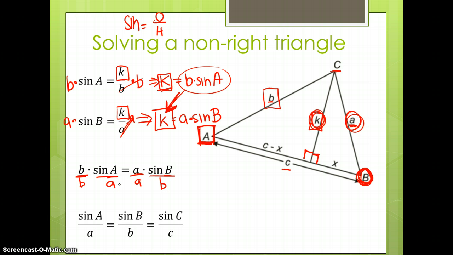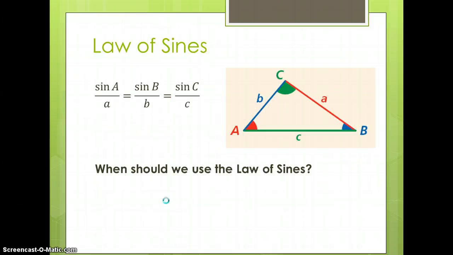Sine of the angle over the side opposite equal to sine of another angle over the side opposite. And we throw the sine c in there. We don't necessarily use all three of these sets of ratios to solve when we're talking about law of sines, but we throw the sine c in there because if we had arranged things differently, it doesn't mean you can't use side c and angle c. It's just the convention of writing it. So this is the way the law of sines is developed and proved.